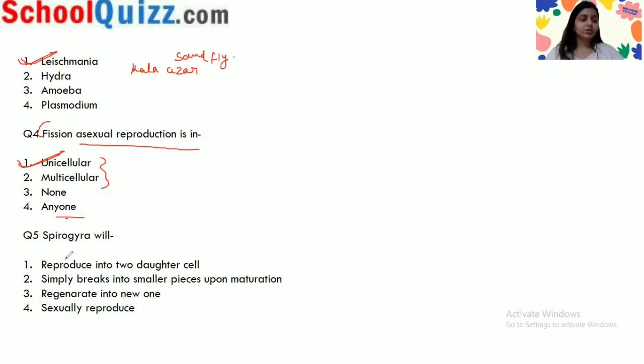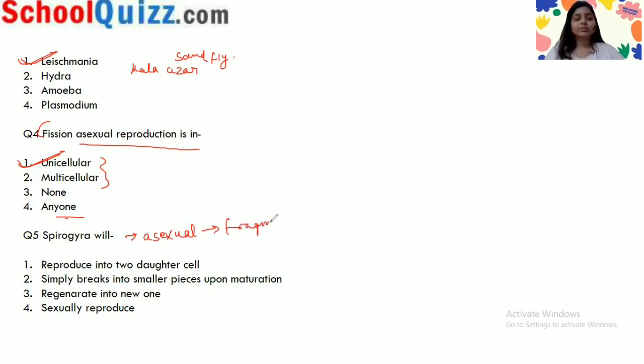Question number 5: Spirogyra will reproduce into 2 daughter cells. Option 2, simply breaks into smaller pieces upon maturation. Option number 3, regenerate into new one. Option number 4, sexually reproduce. So tell me, Spirogyra is the example of which reproduction? It is the example of asexual reproduction, and in asexual reproduction, it is the example of fragmentation.